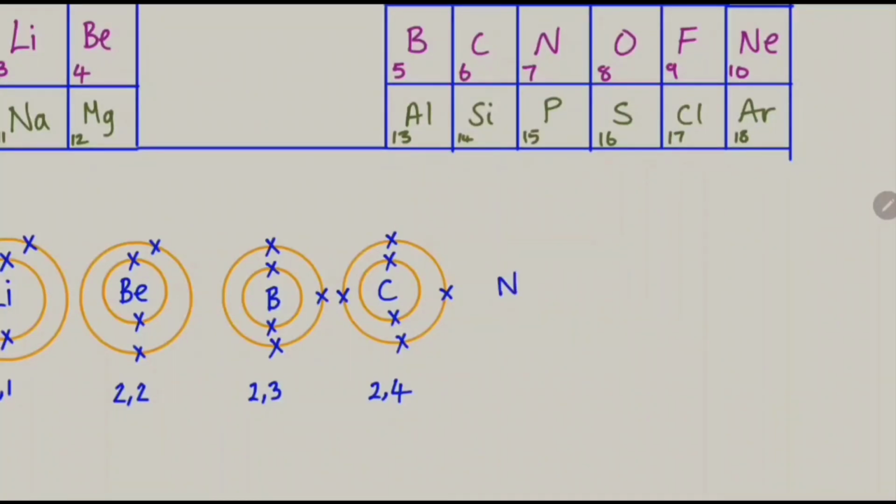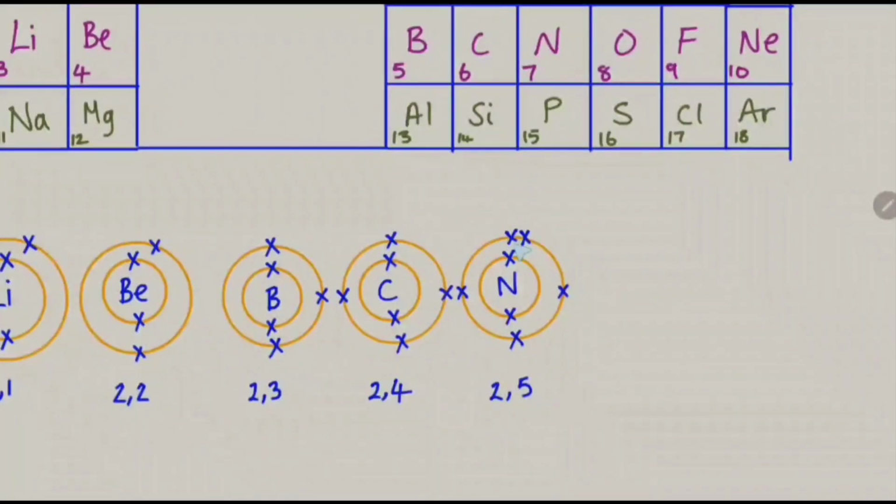Now let's move on to the next element, nitrogen, atomic number 7, 2 in the first, and then 5 in the second. So 1, 2, 3, 4, and this is where we start pairing up. So the fifth one will pair up with one of the electrons. So it's got an electronic structure 2, 5.